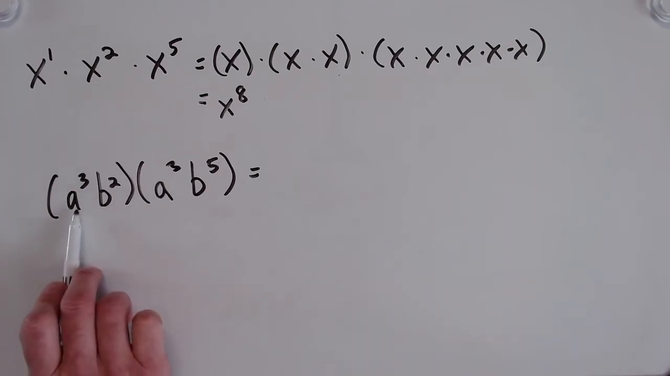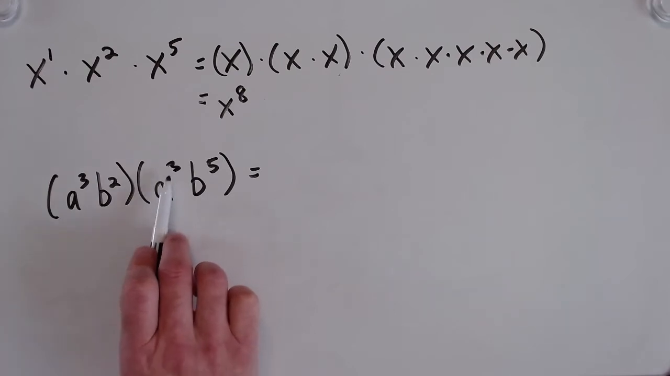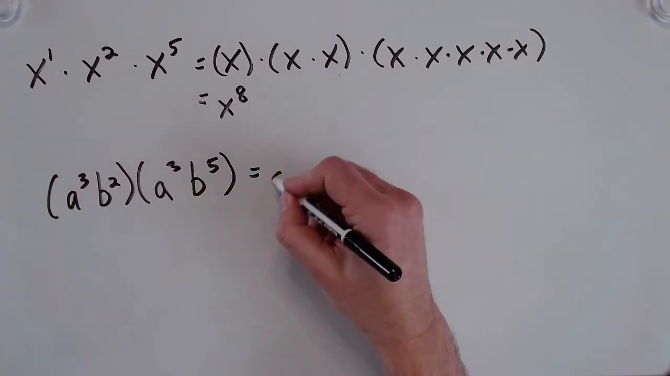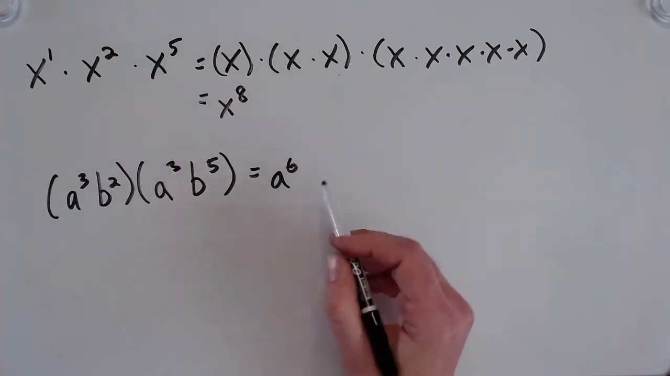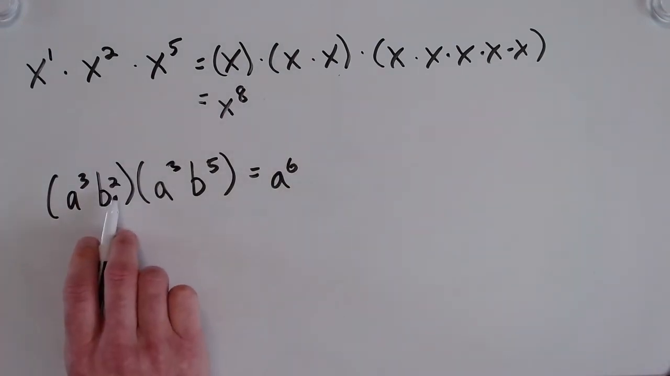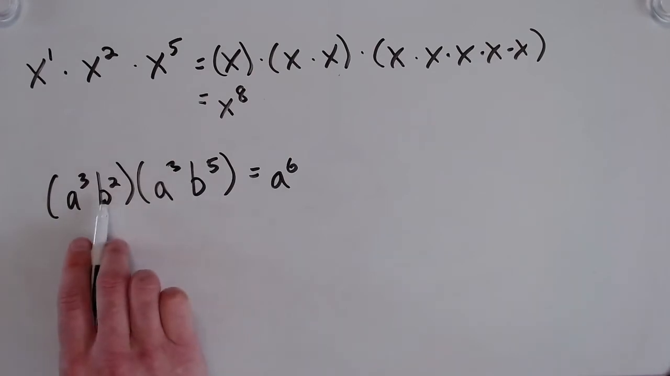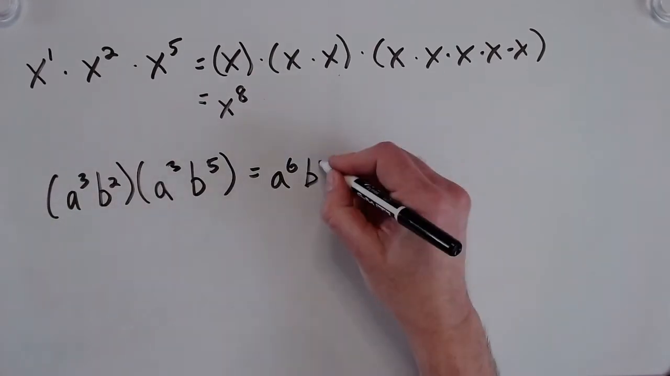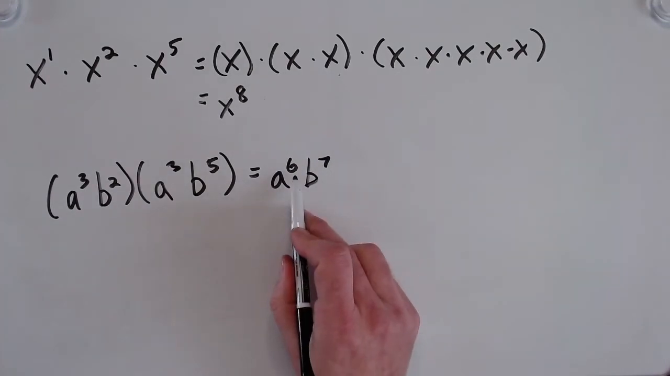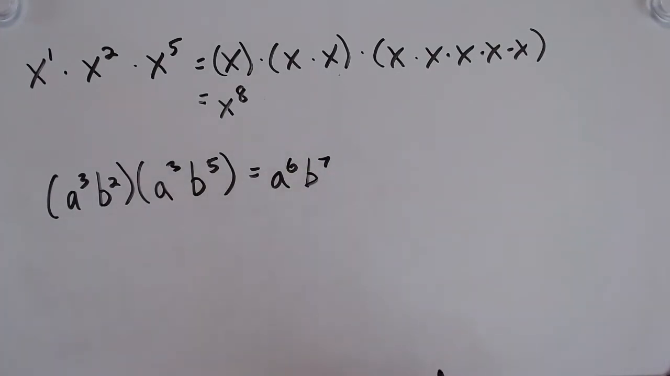But we know that with a common base, we can just add the exponents. We've got an a to the 3rd power and an a to the 3rd power. So we know we'll end up with a to the 6th power. We have a b squared and a b to the 5th. 2 plus 5 is 7. So this simplifies to a to the 6th times b to the 7th.